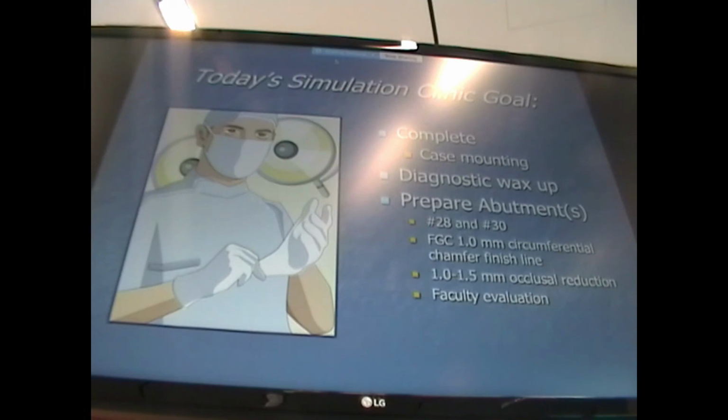And then faculty evaluation. Lastly, the chamfer must be at least 0.5 millimeter superior to the free gingival line. So you want it 0.5 millimeters above the free gingival margin. And when you take the impression, you want 4 to 5 millimeters of anatomy captured beyond the free gingival margin. This means you don't need the whole thing, but there should be at least 5 millimeters there.